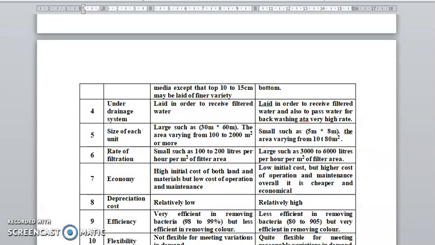Now efficiency. The slow sand filter is 98 to 99% efficient in removing bacteria, but less efficient in removing color. The rapid filter is less efficient in removing bacteria, 80 to 95%, but very efficient in removing color.